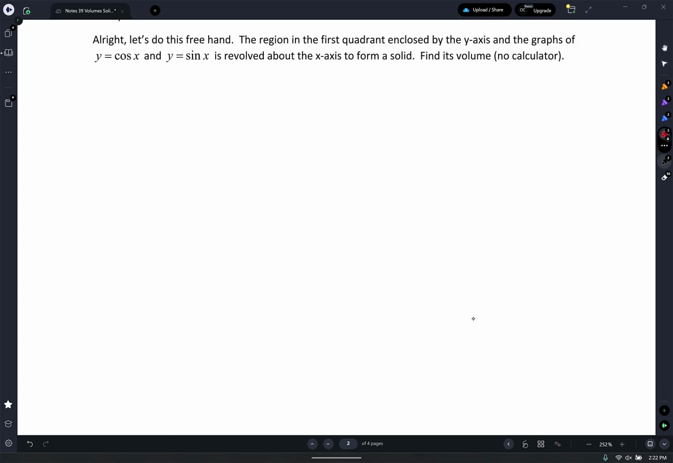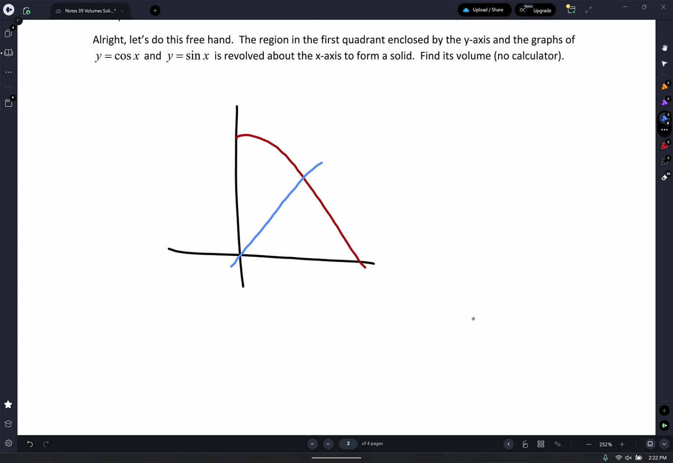Let's just first see if we can draw cosine x and sine x where they intersect. Let's find the region first, what they're talking about. So here's my grid. Cosine x looks like this, and sine x looks like that. They're talking about the region of the first quadrant enclosed by the y-axis and the graphs of cosine and sine, revolved about the x-axis to form a solid. They're talking about this region right here. So I'm going to cut it like that.